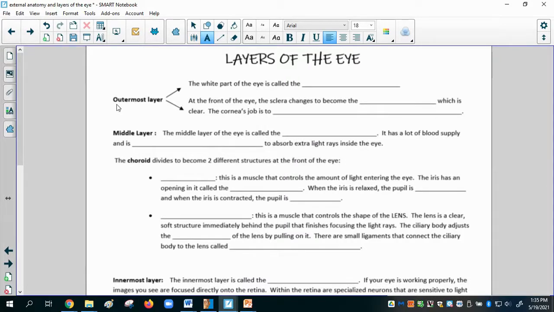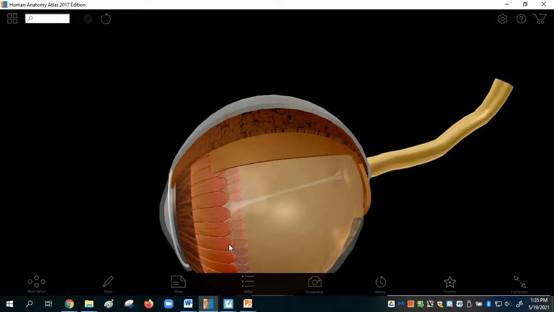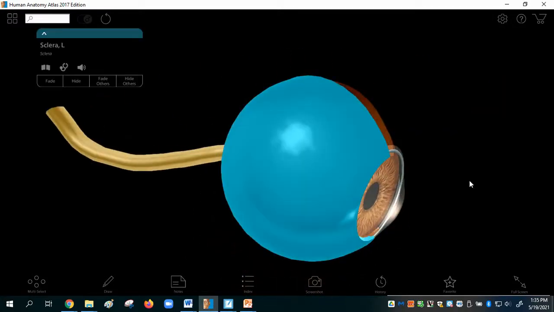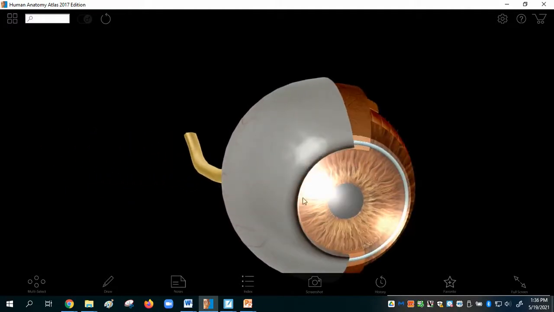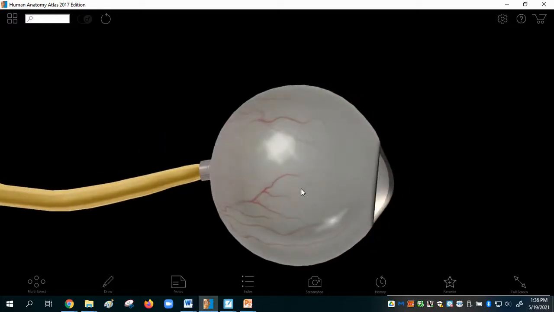All right, so I mentioned the outermost layer has two parts. The white part of the eye, which is the larger of the two parts, is known as the sclera. Sclera, it is a very tough and fibrous layer. It helps maintain the shape of the eyeball as the eye muscles are pulling on it. And as the sclera approaches the front of the eye, we can see that there is a change and it becomes clear over this front. And you can only really visualize that clear aspect when I turn the eye completely to the side.